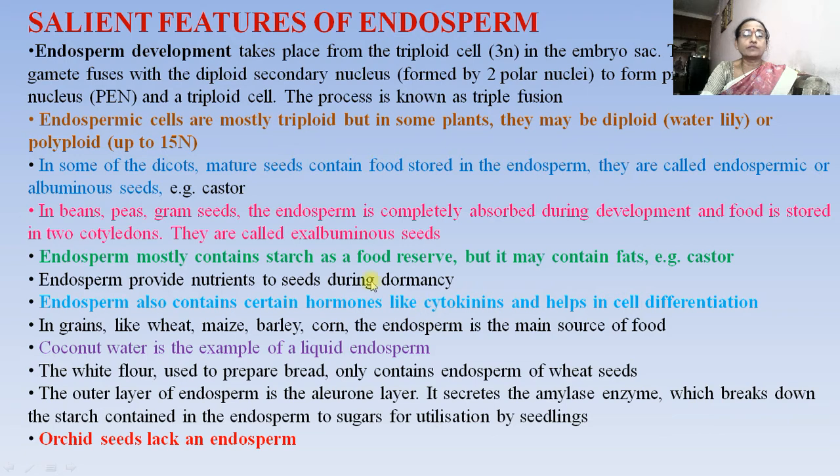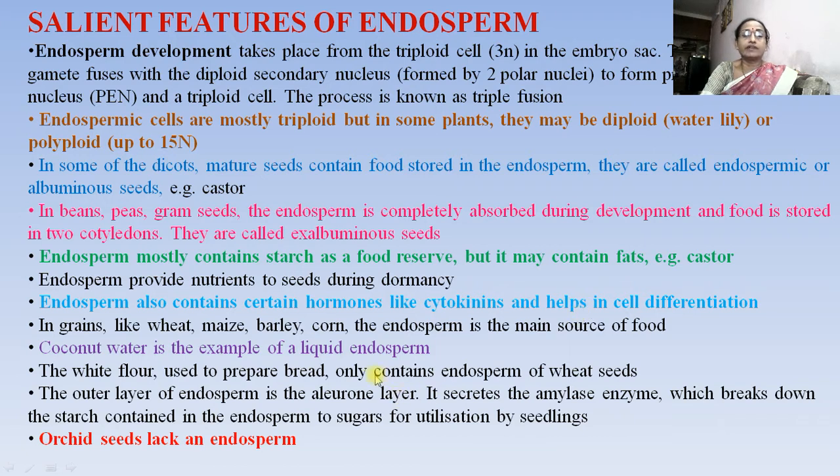The endosperm mostly contains starch as a food reservoir, but it may contain fat also, for example castor. Endosperm provides nutrients to the seed during dormancy. When the seed is dormant and not able to germinate, the seeds remain viable due to the presence of endosperm. The endosperm also contains hormones like cytokinin and helps in cell differentiation.